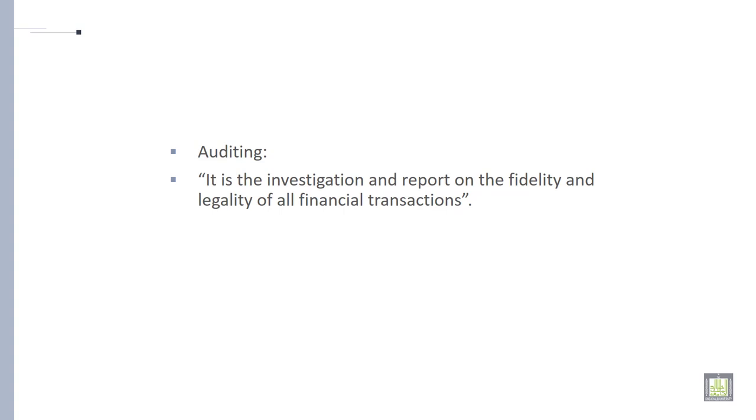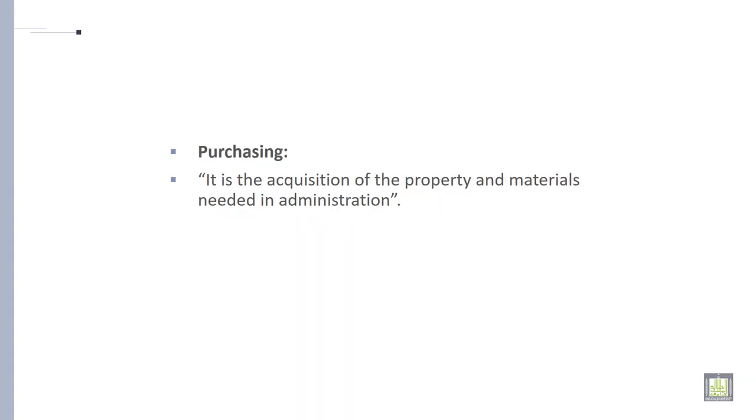Auditing. It is the investigation and report on the fidelity and legality of all financial transactions. It is called auditing. Purchasing. It is the acquisition of the property and materials needed in administration. That is called purchasing.